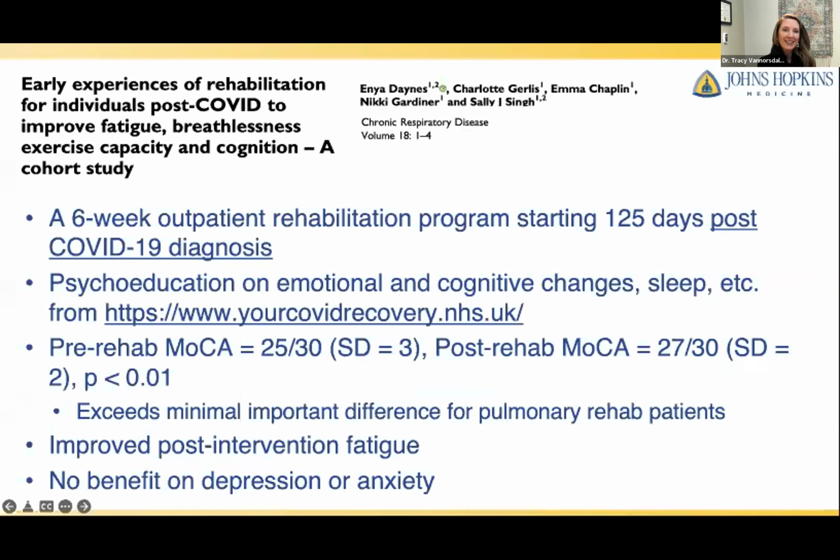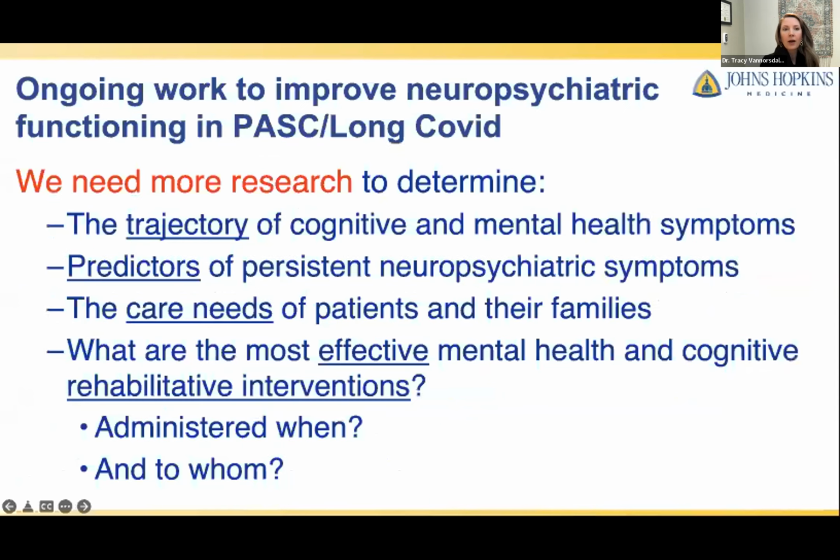This particular study doesn't have a control group. There's really a need here for more research, but also, of course, methodologically sound studies of our interventions. And I expect that those types of data will be forthcoming.